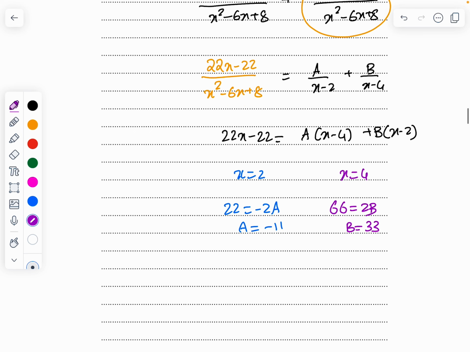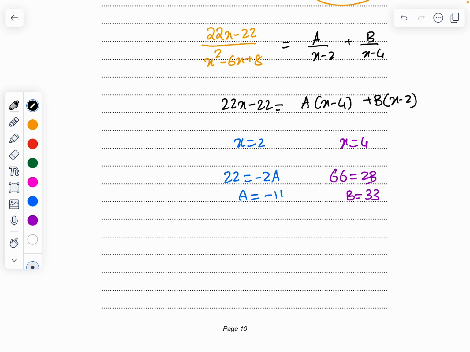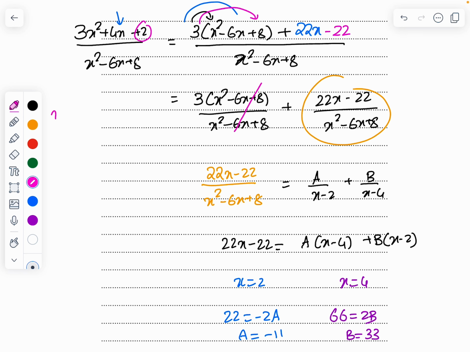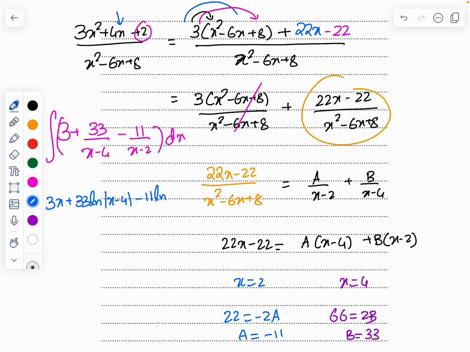Then I got the partial fractions, so this entire question can be written now. This gets cancelled, so the integral of 3 plus, a is minus 11 upon x minus 2, b is 33 upon x minus 4, dx. So what will be the answer? 3x plus 33 ln of (x minus 4) minus 11 ln of (x minus 2) plus c. That's going to be the answer.